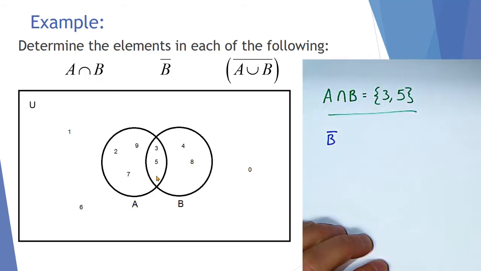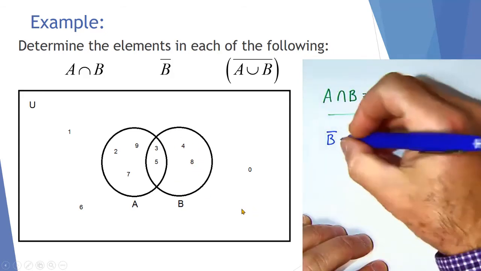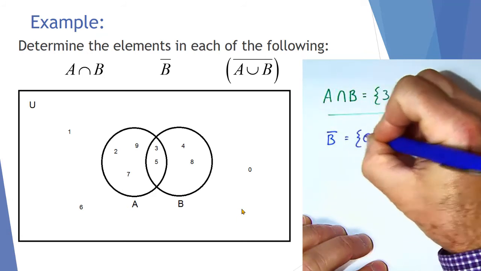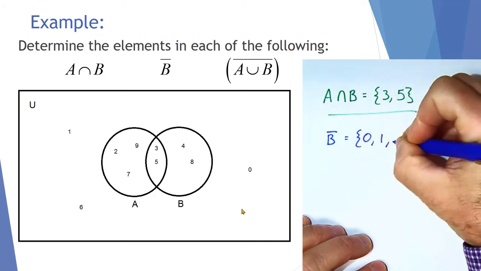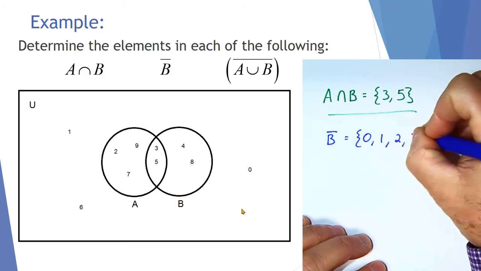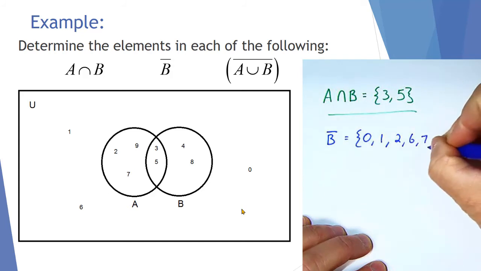Well, the complement of B is going to be everything outside of set B. So everything outside of the circle that represents set B, that's going to be all the numbers shown except for 3, 5, 4, and 8, which are in set B. So if we list those in order, we would say that the complement of B consists of 0, 1, 2, not 3, 4, or 5, 6, 7, and not 8, but 9.